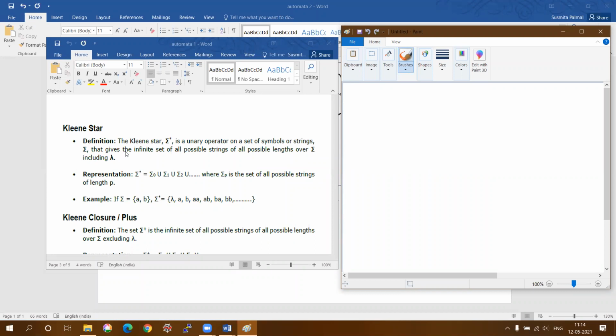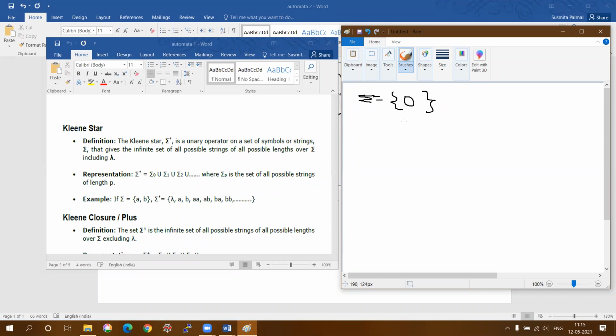Sigma star gives the infinite set of all possible strings of all possible lengths over sigma, including lambda. So just read this definition once more, and I am writing something over here. Sigma equals, suppose I'm just writing 0. In the set of input symbols, how many inputs are there? Only one input, 0 only.